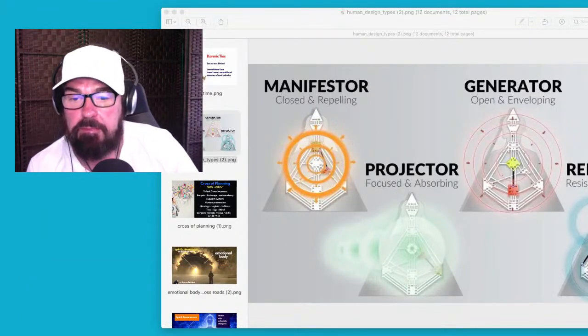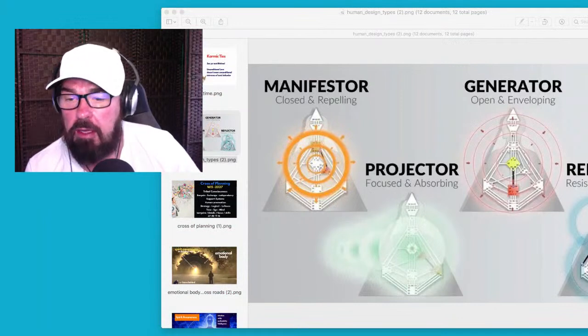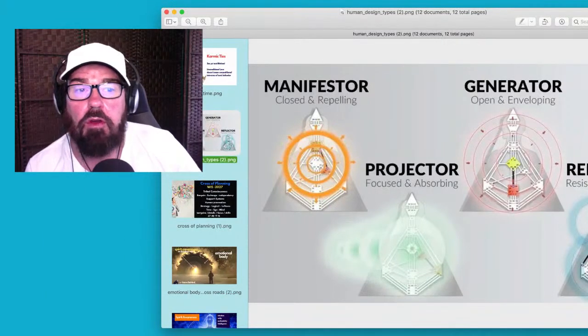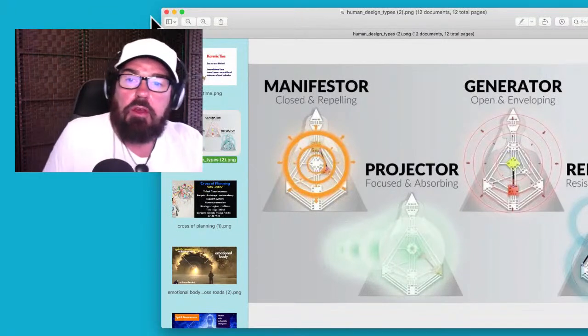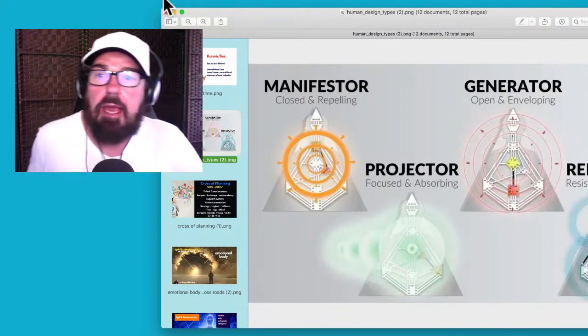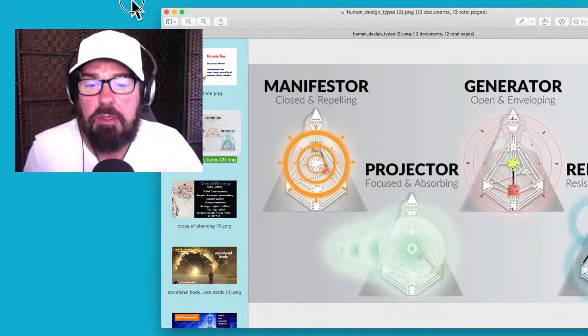Okay, there we go. So let's look at the chart here. The full moon chart of human design. I'm going to change the title of this video because it's going to be for the human design types, just to stay on my rhythm of Saturdays being for human design.